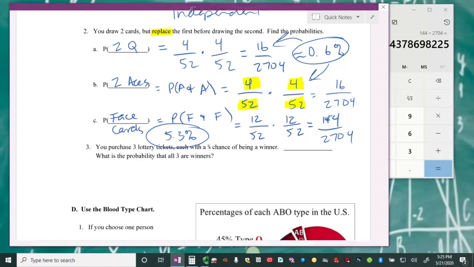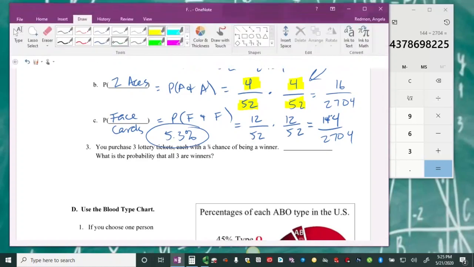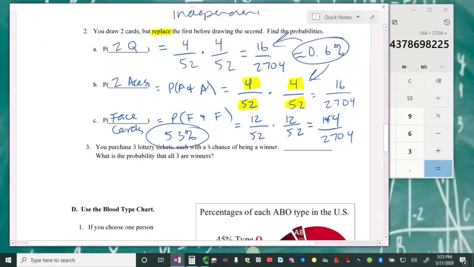Let's take a look at question number 3. In question number 3, we buy 3 lottery tickets. Each of them has a 1/5 chance of being a winner. What's the probability that all 3 are winners? So we're looking for the probability of winner and winner and winner. That "and" tells me that I want to use the multiplication rule. So the probability that the first one wins times the probability of the second times the probability of the third.